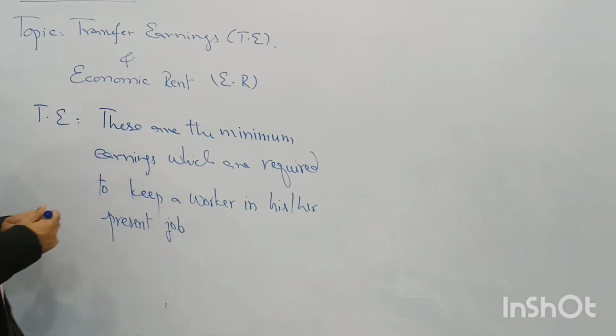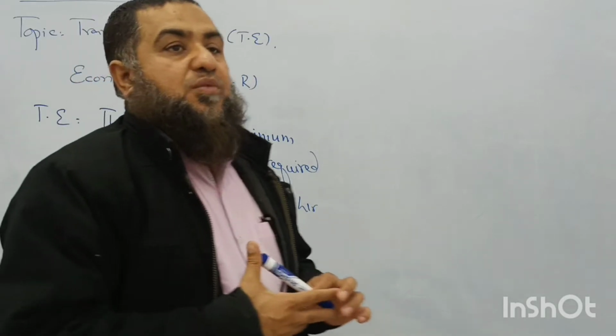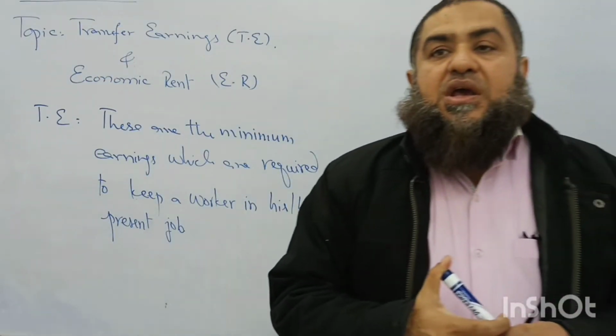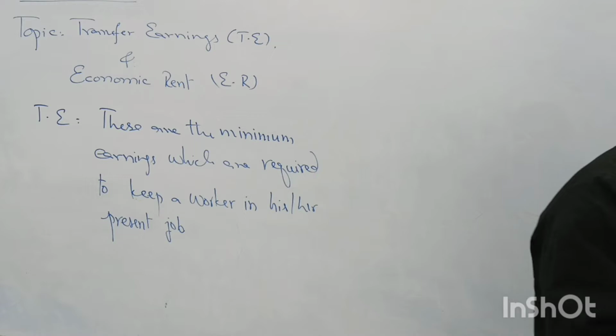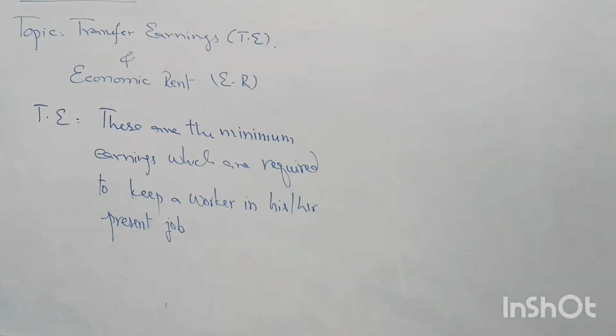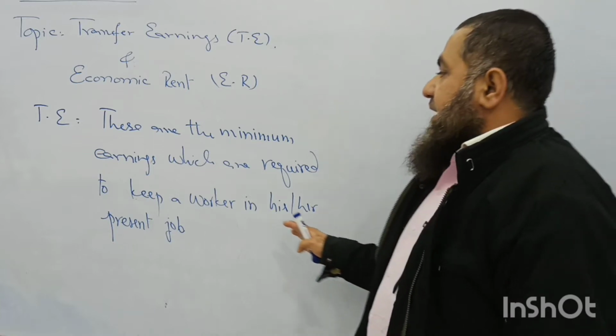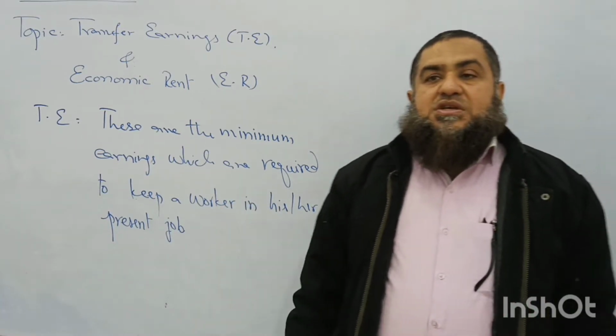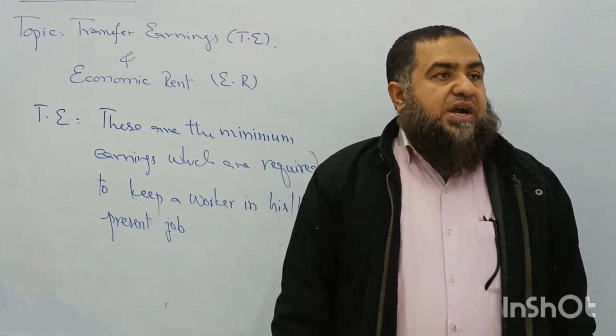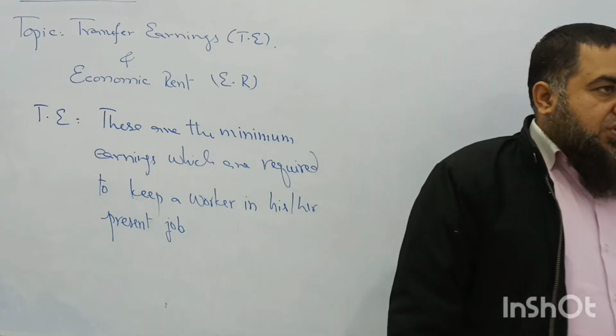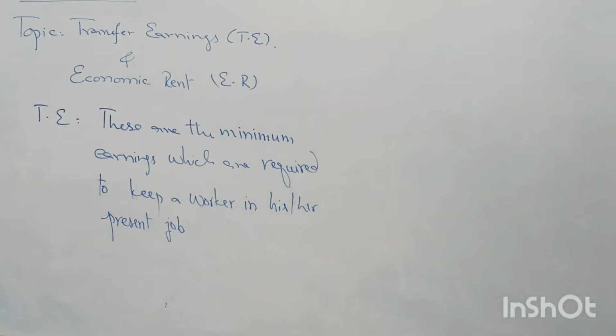This is also called the opportunity cost of a worker. What do we mean by that? If someone is working in his present job and he wants to leave it, the earnings he is going to sacrifice, that is called the opportunity cost of his new job, or he is going to leave this job for the sake of consuming time as leisure. So whatever the earnings he will give up, that is the opportunity cost of his leisure time or to get another job.